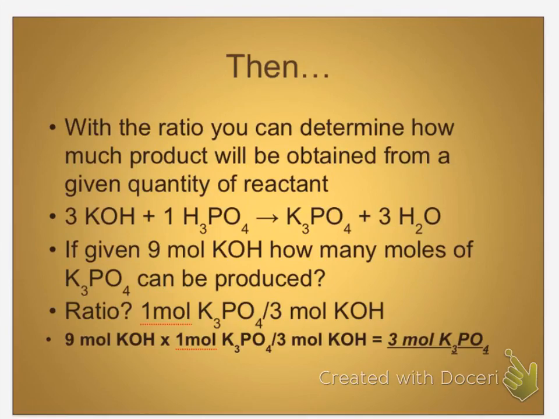Okay, so with that ratio, what you can do is figure out how much of something you can produce. Pretty easy. We're going to just stick with that formula because we've got it already. So if you were given 9 moles of potassium hydroxide, how many moles of potassium phosphate could you make? Well, 9 times 1 divided by 3, you'd get 3 moles out. Now we would set that up as a factor label.